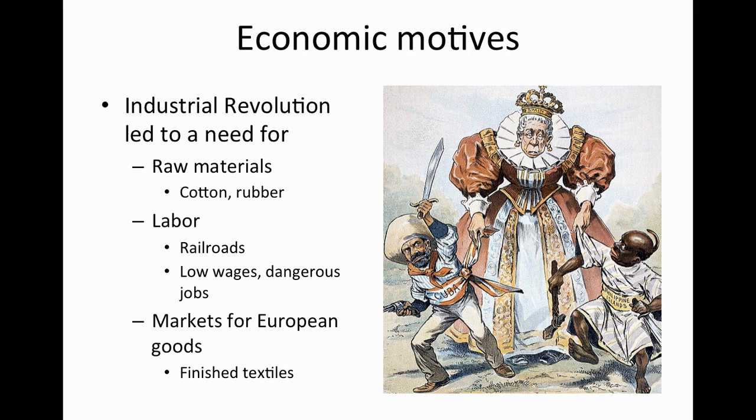Africa, India, China. It was a great place to sell European finished goods, especially textiles, right? So the cotton would come into England, and it would be obviously turned into clothing. So again, the three motives were raw materials, labor, just needing workers, and also again a market, a place to sell goods.